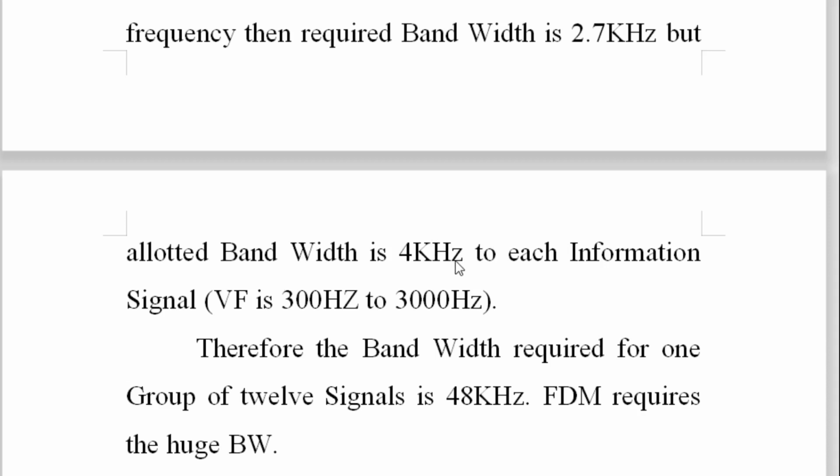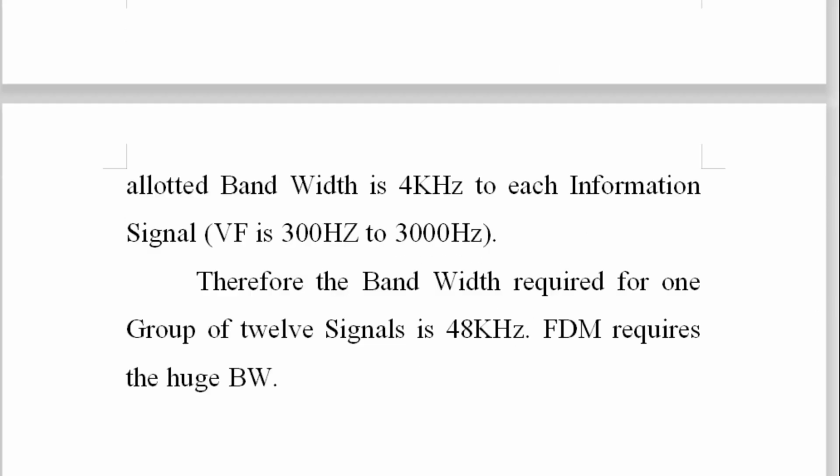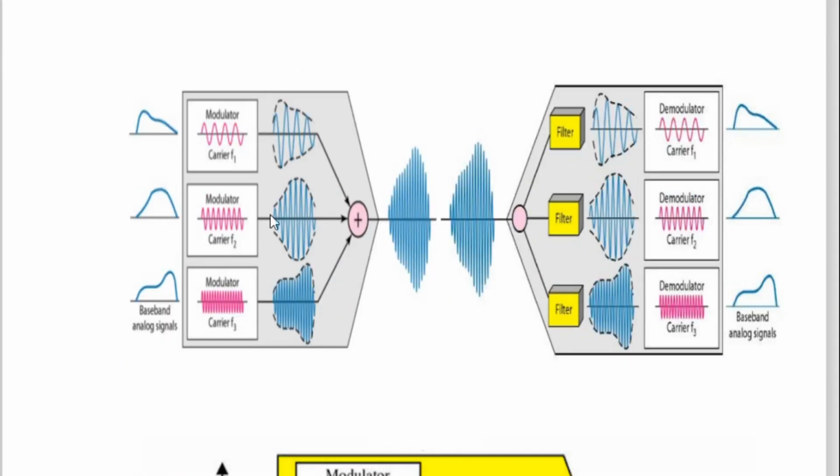to avoid interference. Now, why is the bandwidth 2.7 kilohertz? Because voice frequency is 300 hertz to 3000 hertz. So if you subtract the lower frequency from the upper frequency, it will come to 2700 hertz, meaning 2.7 kilohertz. Therefore, the bandwidth required for one group of 12 signals is 48 kilohertz, because each information signal is allotted a bandwidth of 4 kilohertz.